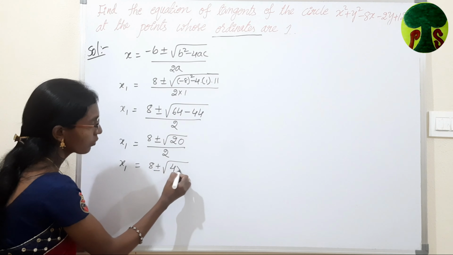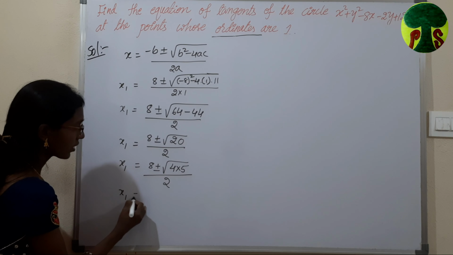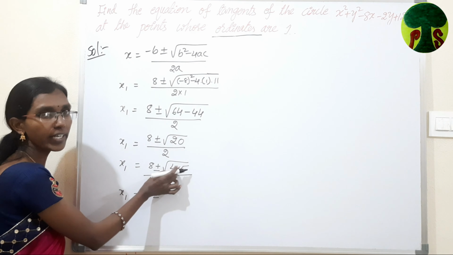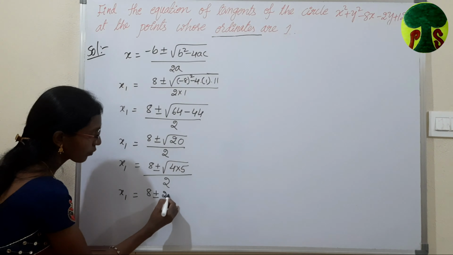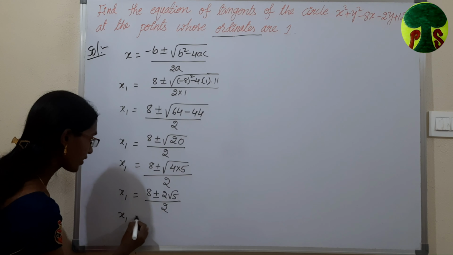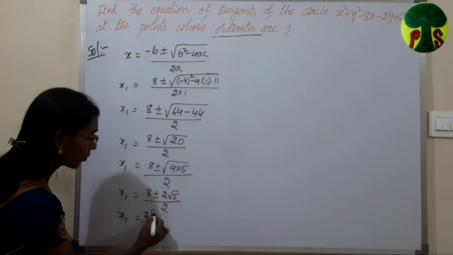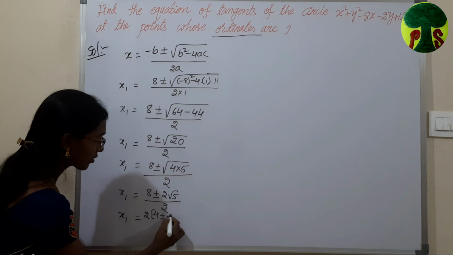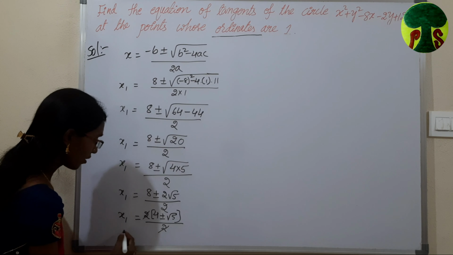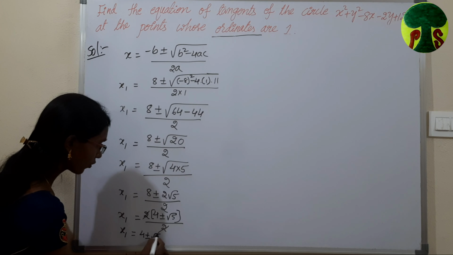From this, x1 is equal to 8 plus or minus square root of, we can express 20 as 4 into 5, 4 into 5, divided by 2. So x1 is equal to 8 plus or minus, we can express square root of 4 as 2, so 2 into root 5, 2 into root 5 by 2. From this, the value of x1 is equal to, in these two terms I am taking 2 common. After taking 2 common, we will get 4 plus or minus square root of 5 within the bracket, divided by 2. The 2 gets cancelled. Finally, the value of x1 is 4 plus or minus root 5.